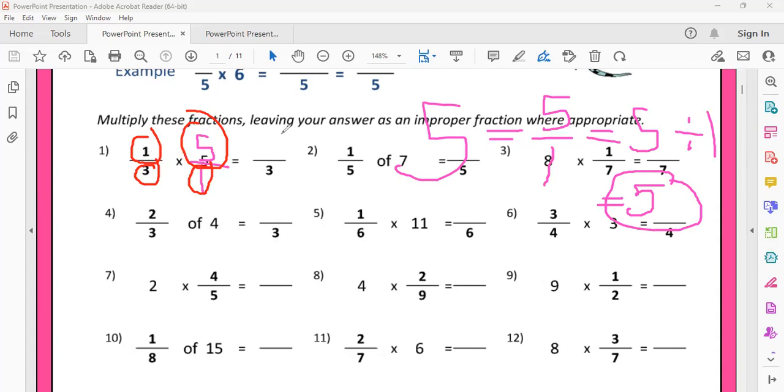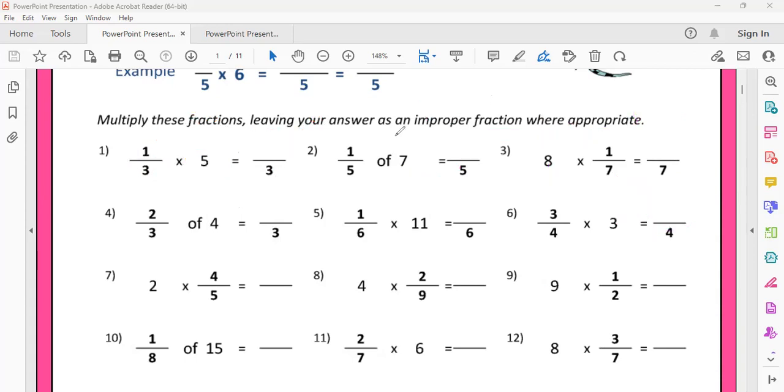1 times 5, 5. Down times down, 3 times 1, 3. That's it. Done. Finish. Okay, that's how easy multiplication of fraction is.